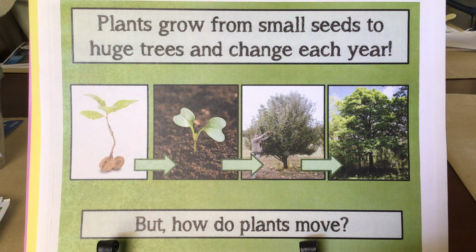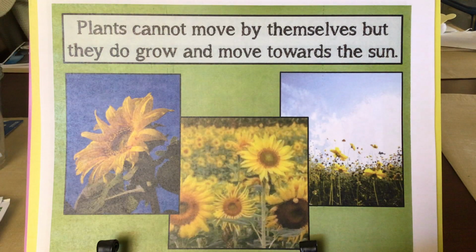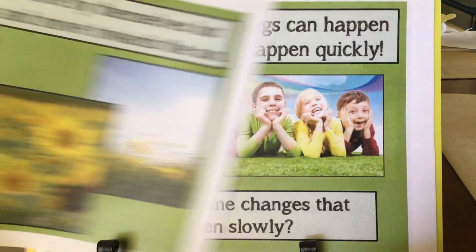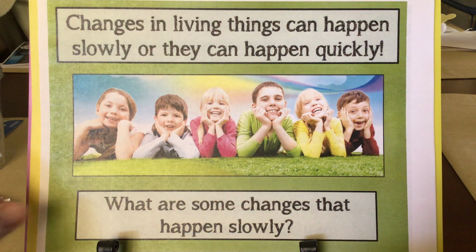But how do plants move? Plants cannot move by themselves, but they grow and move towards the sun, just like these flowers are, these pretty sunflowers. Changes in living things can happen slowly, or they can happen quickly. What are some changes that happen slowly? Let's think about that.